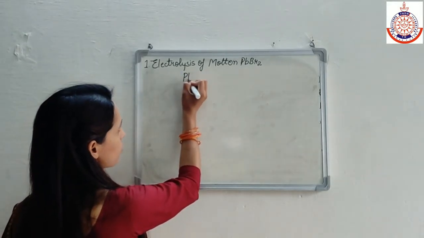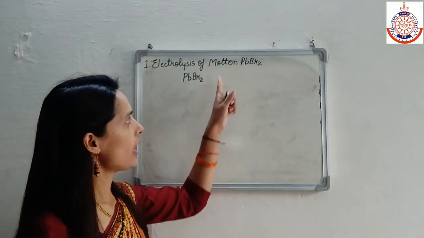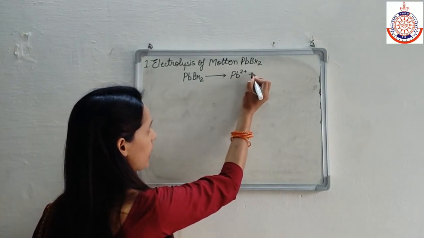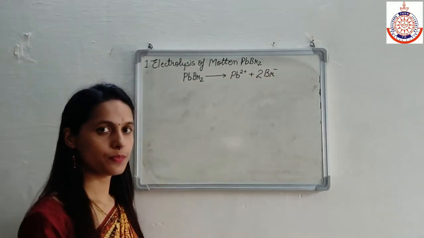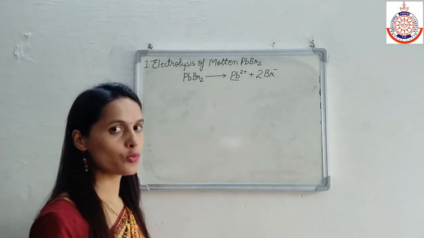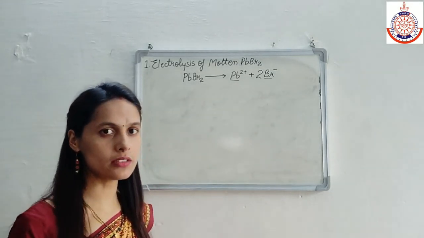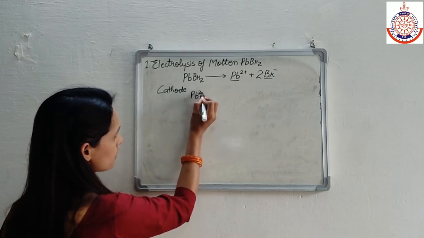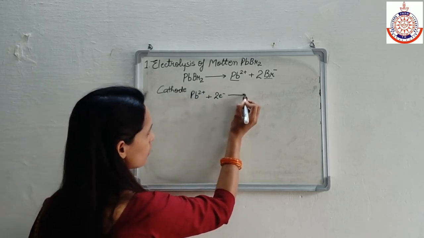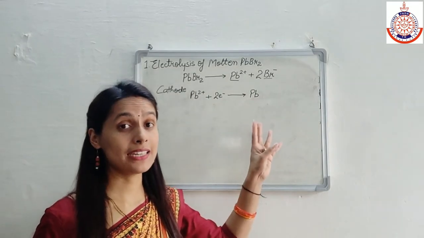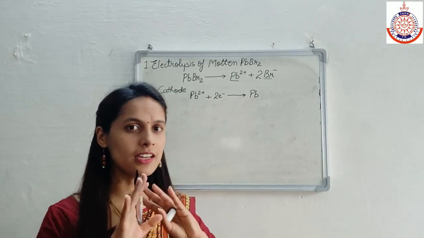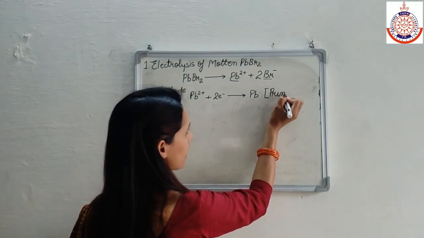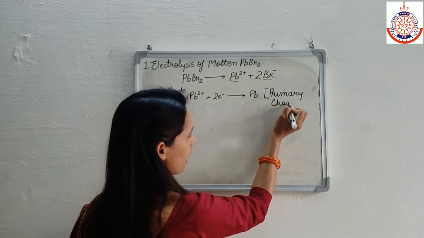As soon as I form the molten solution of PbBr2, it undergoes dissociation to form Pb2 positive and 2Br negative. Now, this Pb2 positive will move towards cathode and Br negative will move towards anode. So at cathode, Pb2 positive gains 2 electrons and gets converted into Pb. Lead is stable in its monoatomic form, so Pb is the final product which I get at cathode. It means at cathode, I get the product as a result of the primary change.